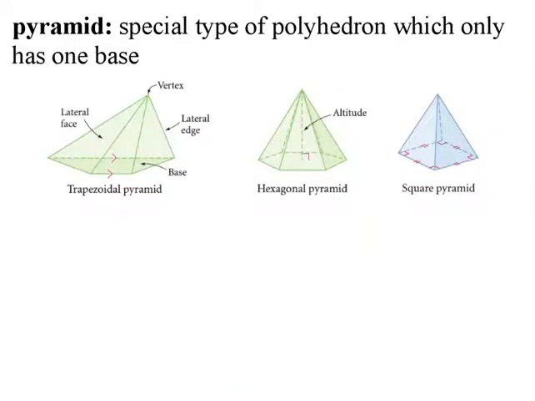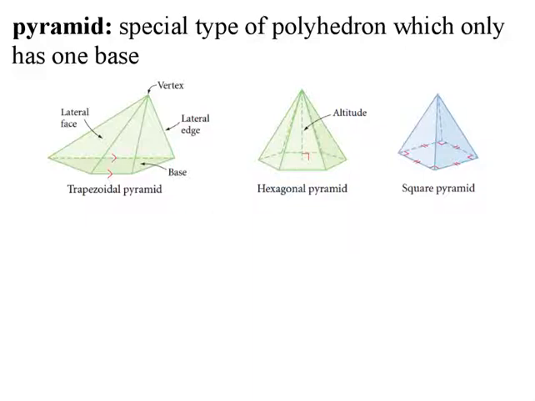So let's go and talk about a pyramid. A pyramid, basically what you could say is it's a polyhedron with one base. You could abbreviate that real quick. Polyhedron with one base. Notice we named the pyramid on the shape of the base.